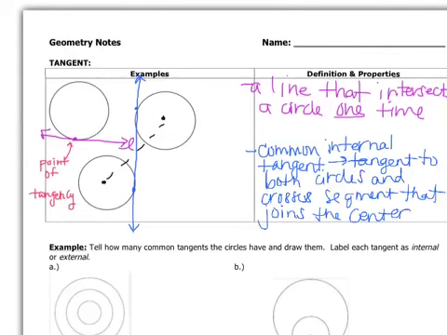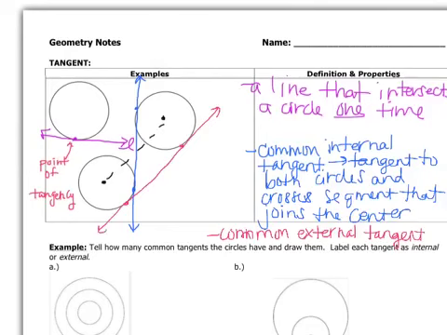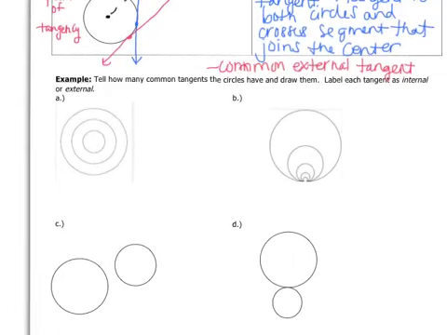On the other hand, we can have a common external tangent. It still touches both of your circles in one place, but this time it does not intersect that line. So think internal goes in between, external stays on the outside. Okay? All right, let's look at a couple examples and then we'll be done with this and finish this up next time.